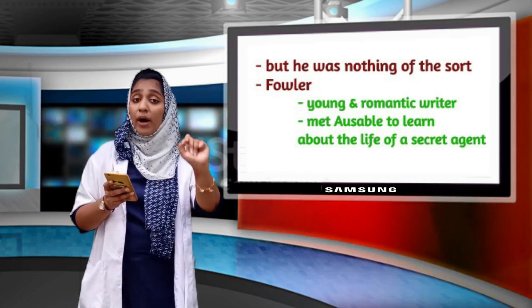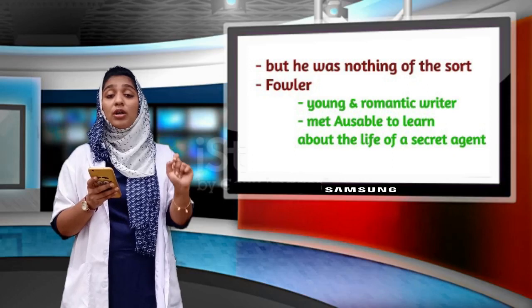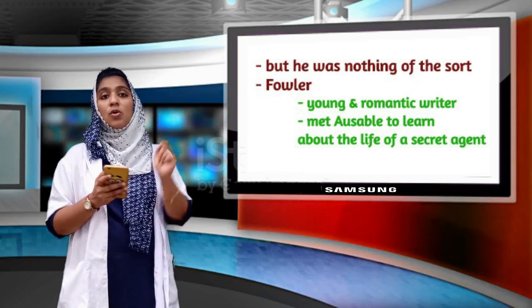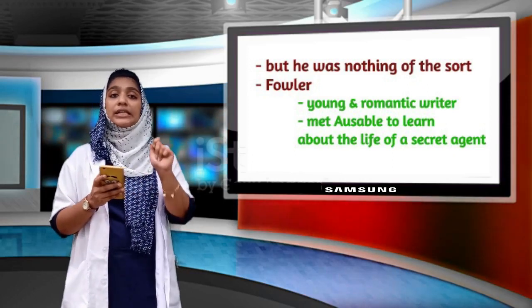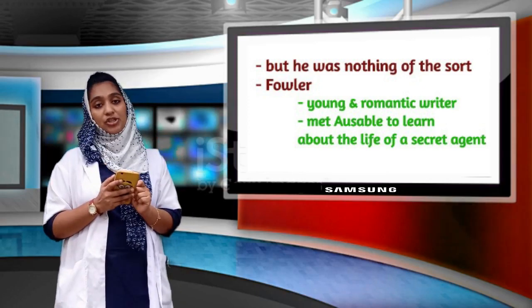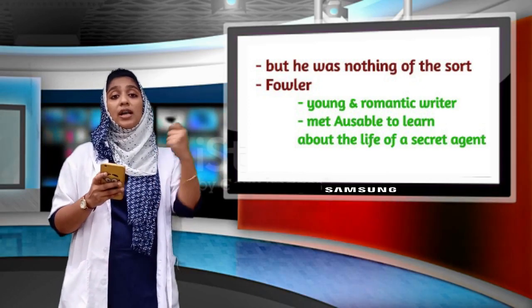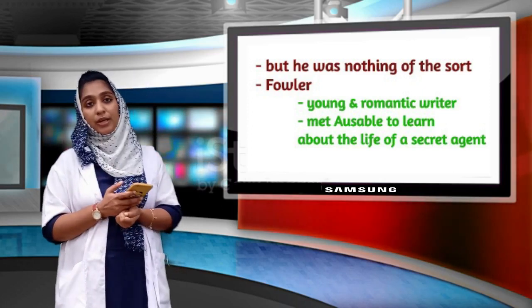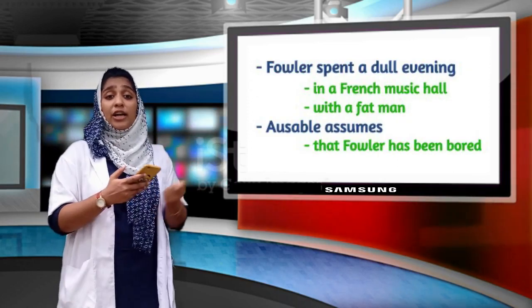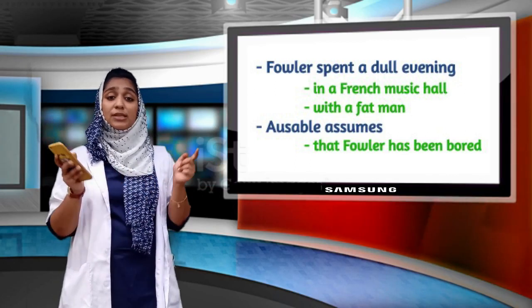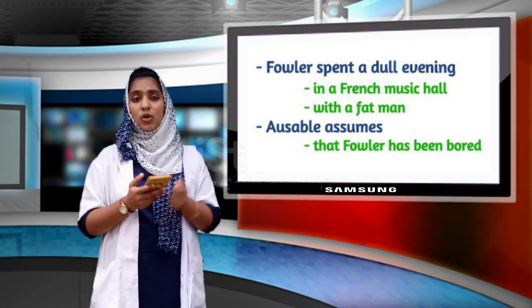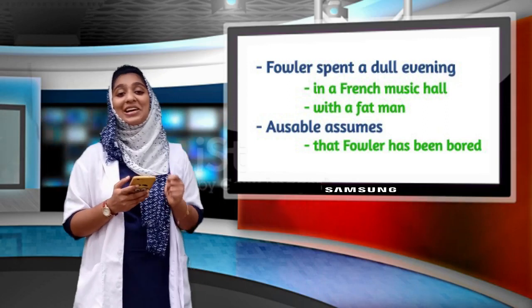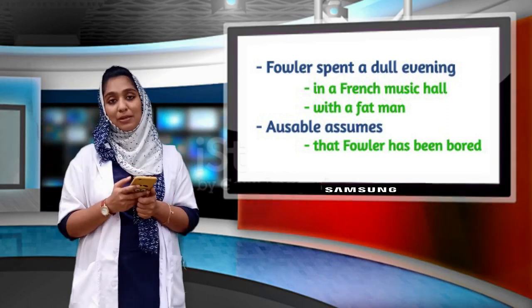And do you know why Fowler is there? Fowler, the young and romantic writer, met Ausable to learn about the life of a secret agent. He was there to know how the life of a secret agent was, and he was expecting some adventures too. And now Fowler had to spend a dull evening in a French music hall with a fat man. Who is that fat man? Yes, it is the protagonist of our story, Ausable.